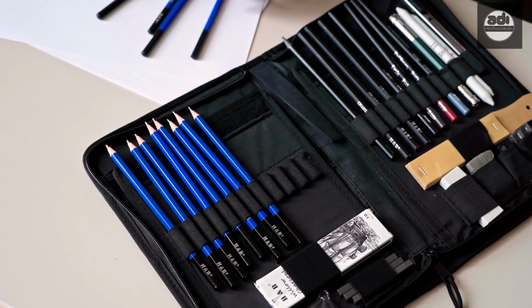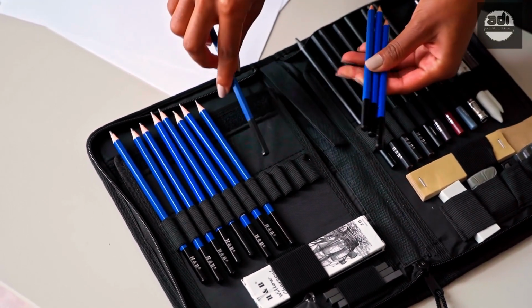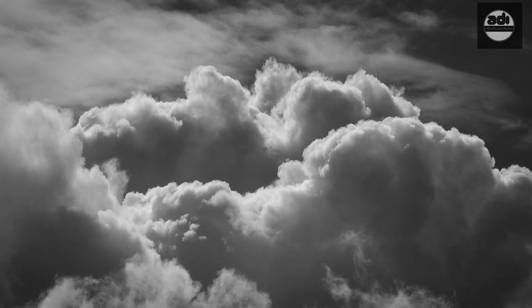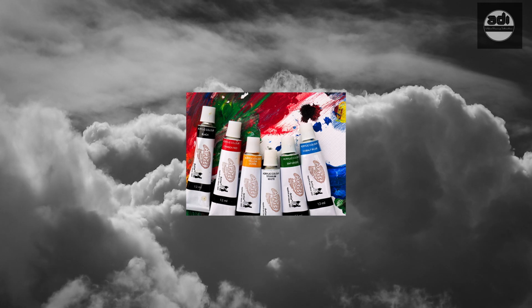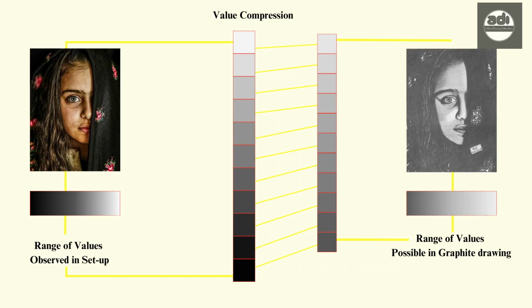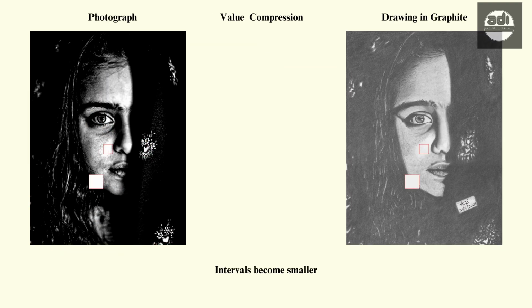Value compression is an outcome of the limitations of the materials we use to draw realistic images. In the real world, there is a wide range of values which is impossible to get from graphite, chalk, charcoal, paint, or any medium, even digital. So we have to compress our value range, and the consequence of that is the interval between any two values in our drawing or painting will be smaller compared to reality.